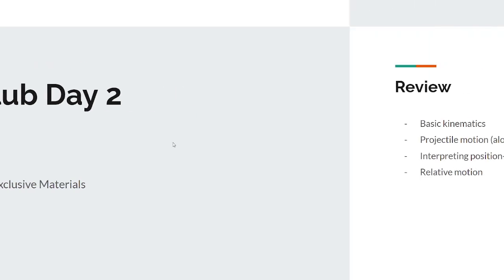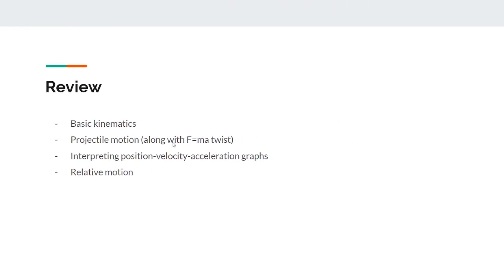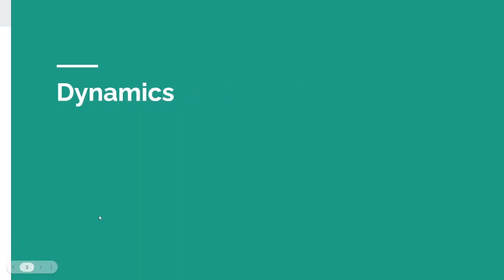Just some basic review. Last time we talked about basic kinematics. We talked about projectile motion along with the F equals ma equations that you absolutely need to know. We talked about interpreting position, velocity, and acceleration graphs, and we talked about relative motion. If you want to look into these and aren't in the playlist, it's probably just on my channel. If you are in the playlist, it's probably just going to be the video right before this one.